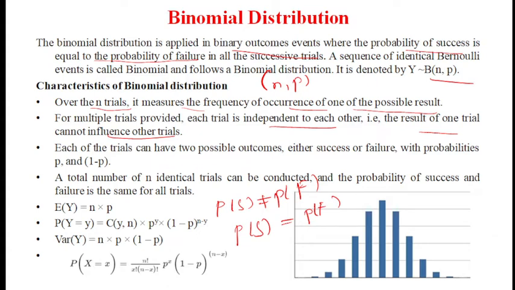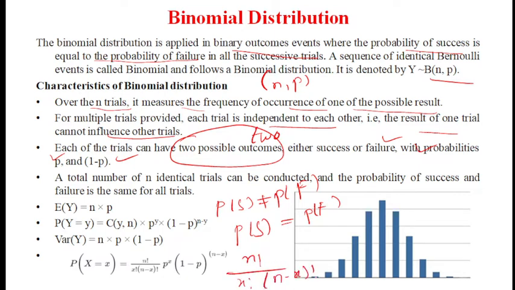Here there is no limit for the trials. We can have any number of trials, but the possible outcomes are two only, either success or failure, either P or 1 minus P. What would be the formula for this binomial distribution? N factorial by x factorial into n minus x factorial into p power x into 1 minus p whole power n minus x. This is the formula of binomial distribution.